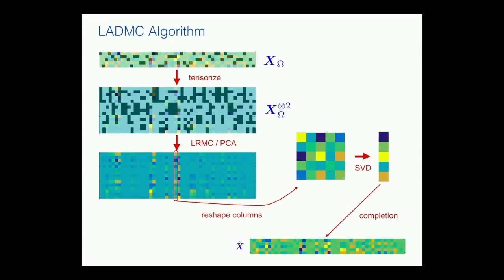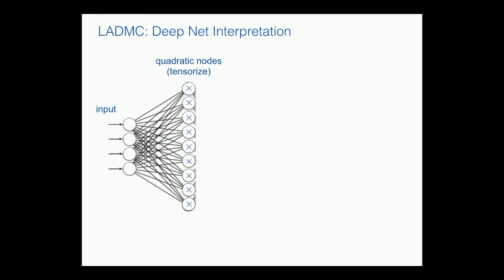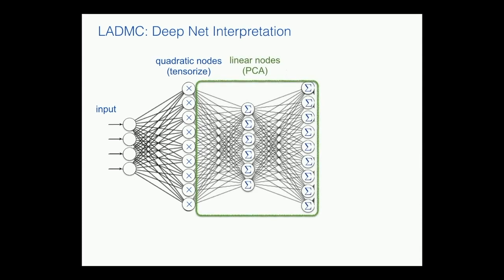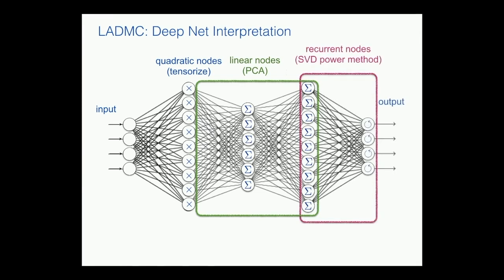Okay? So here was the algorithm I described. I'll just show you that this is a neural network. So here's how it is. I have my input. I'm tensorizing it. So I have these quadratic nodes. I think Joan Bruna was talking a little bit about polynomial networks. So this is maybe an instance of that sort of thing. So you do that. That's the tensorization. Then you just have to do PCA. That's what low-rank matrix completion is doing. We know we can do that with an autoencoder network, just with linear nodes in the hidden layer. And then we have to do this pullback, which was the SVD, which we could implement as a power method, and that's just a recurrent neural network. So if you stack this all together, it's a neural network.